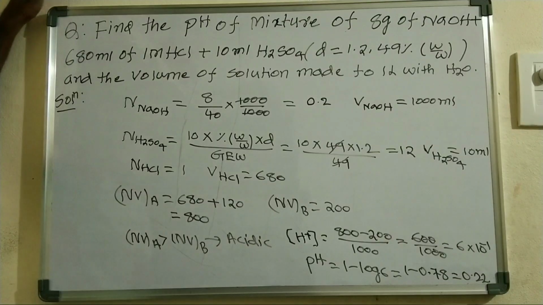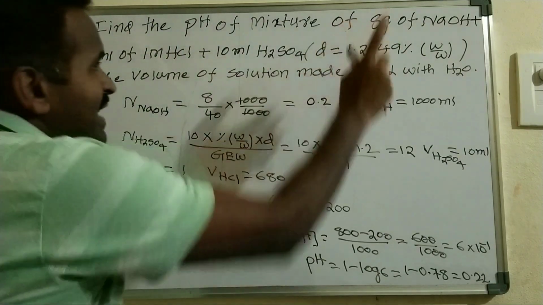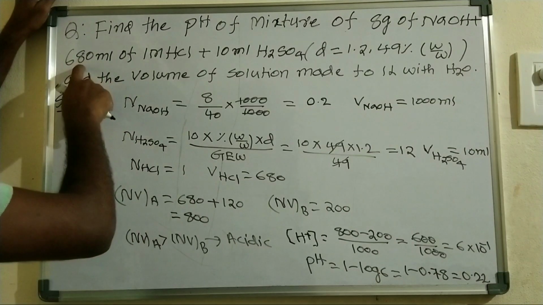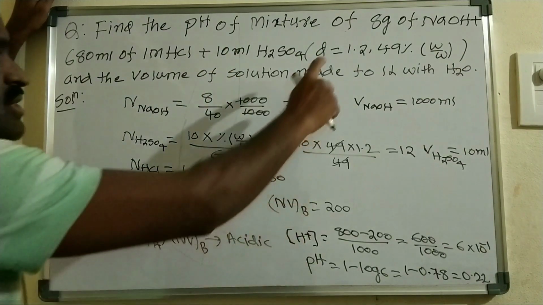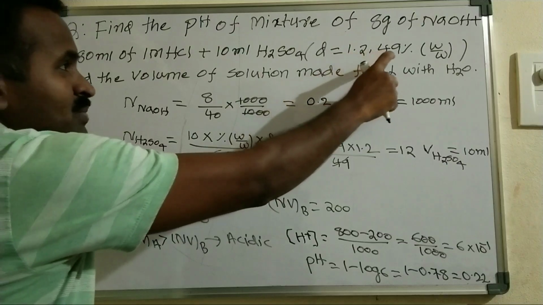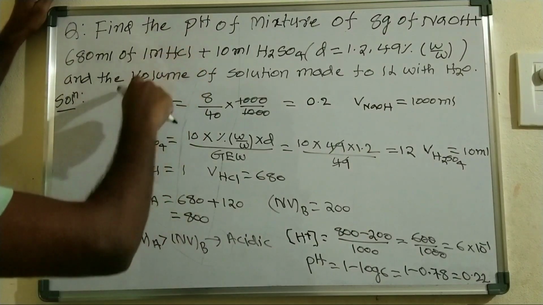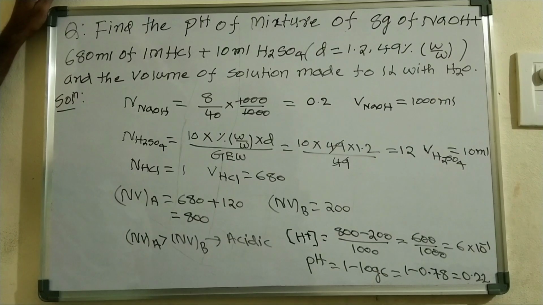Next problem is find the pH of a mixture of 8 grams of NaOH plus 680 ml of 1 M HCl plus 10 ml of H2SO4, whose density is given as 1.2, and its weight by weight percentage is given as 49%, and the total mixture volume of the solution is made up to 1 liter with water, right?